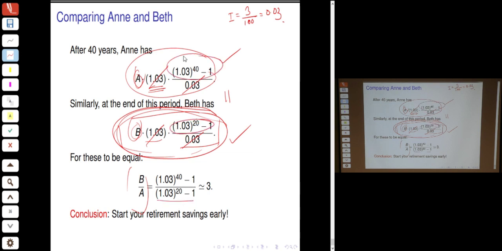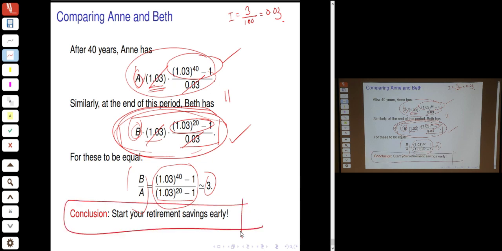Okay? So this is a numerical value, you can calculate this using your calculator, and you will get approximately a factor of 3. So in other words, just because Beth starts saving 20 years later and saves for half the time which Anne does, she has to save 3 times as much as Anne every year. Okay? So this justifies the commonly held wisdom: start your retirement savings early. Okay?